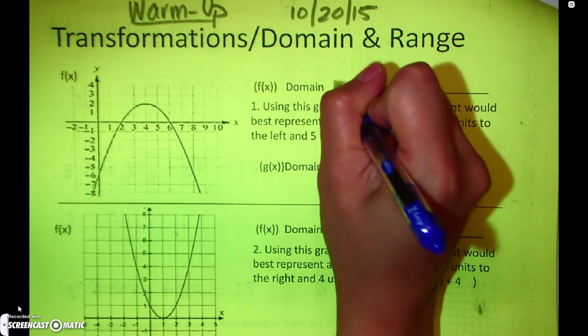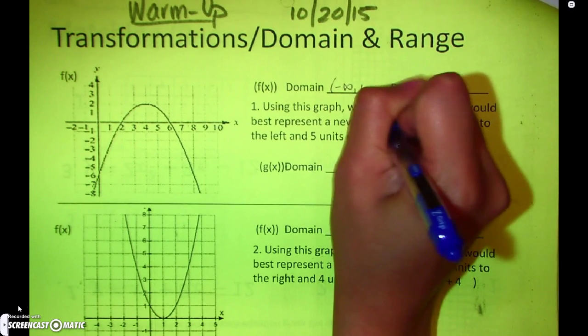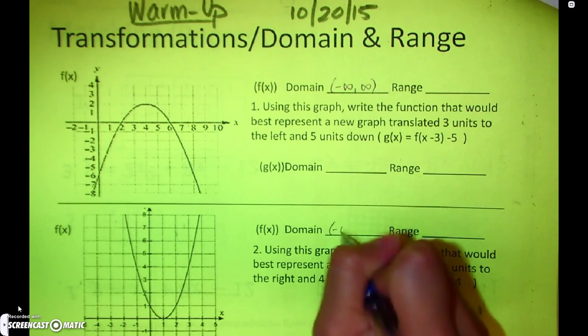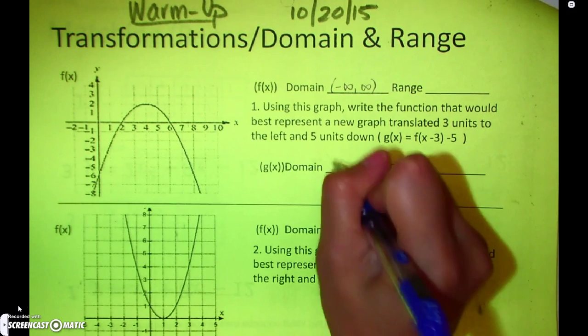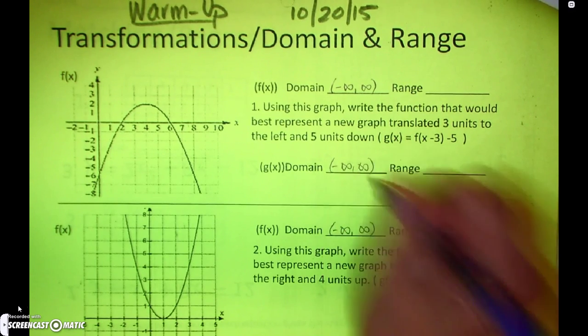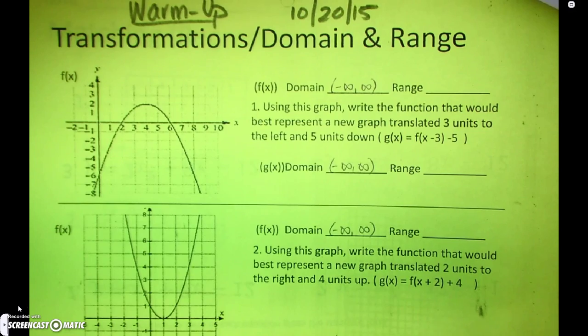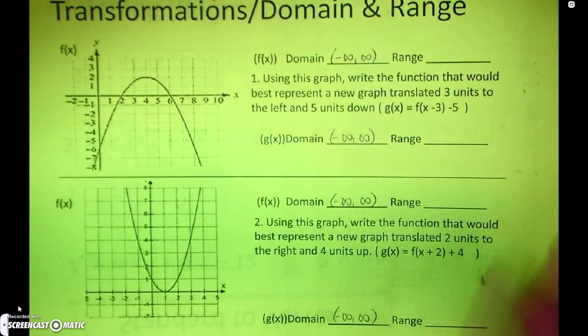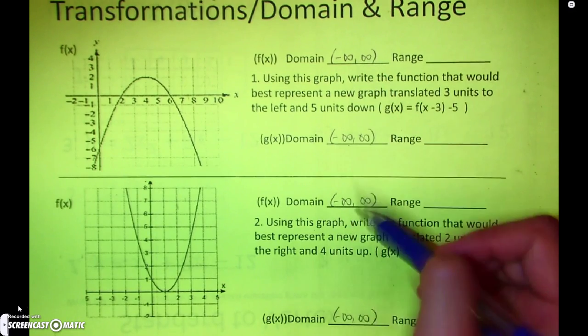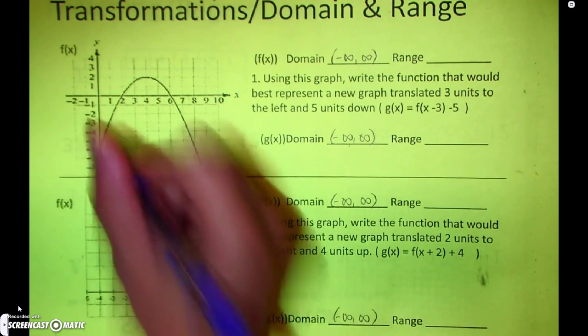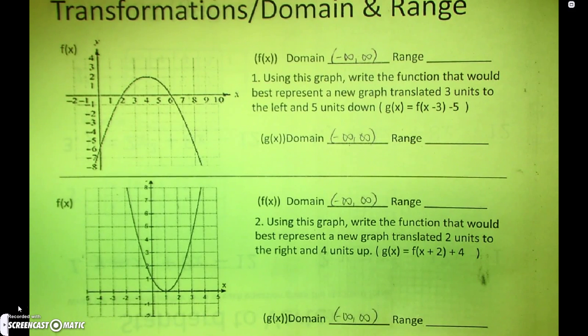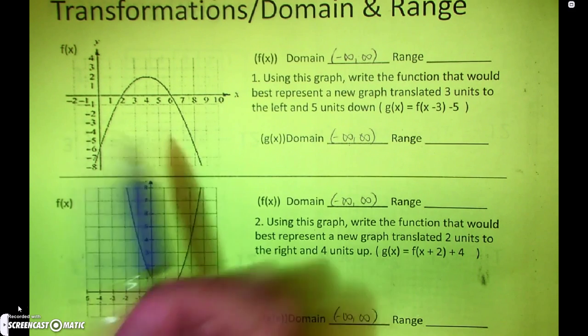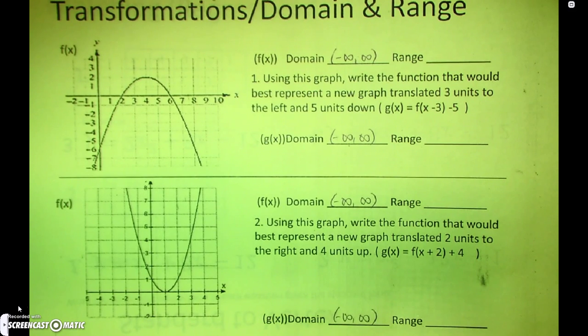When we're talking about domain, the domain is always going to be negative infinity to positive infinity for any function that is quadratic. So you can automatically fill in negative infinity to positive infinity for each of the functions, because we know that no matter what, the graph always goes to the left and always goes to the right forever and ever. In other words, the possible x values, the input values, are always going to be infinity.